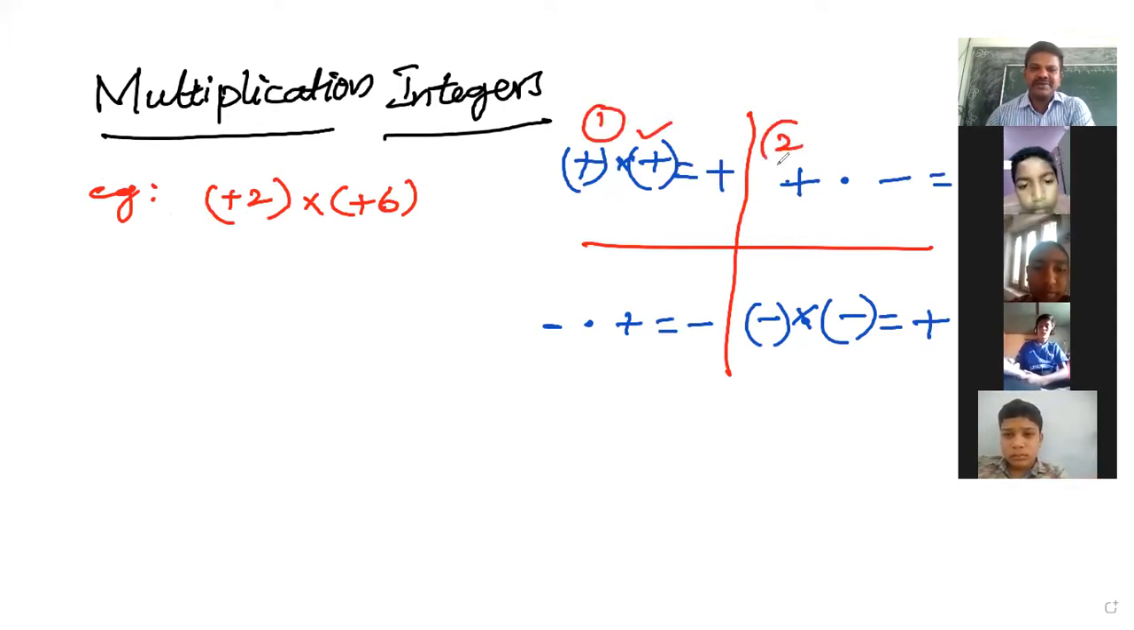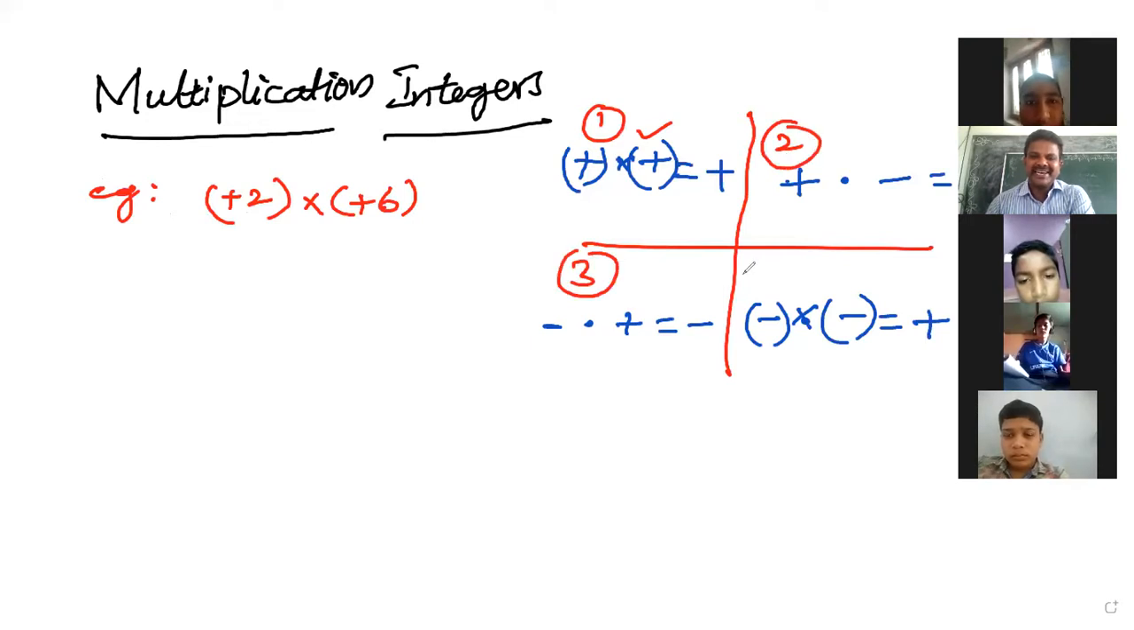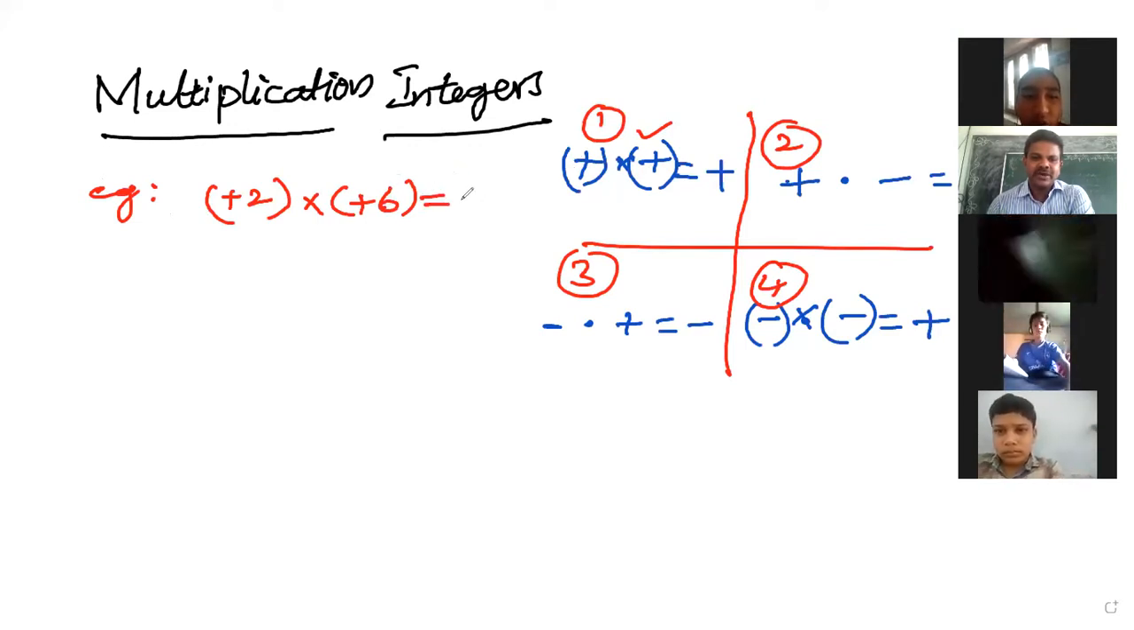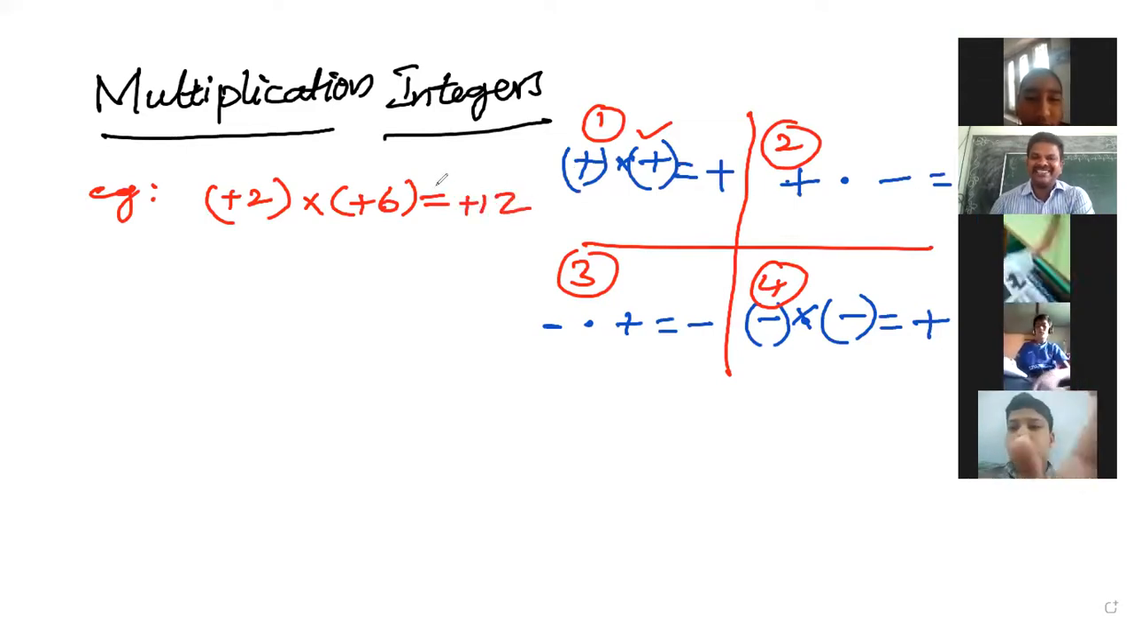This is room number 2. This is room number 3, and this is room number 4. It belongs to room number 1. If you multiply positive and positive, then we get the product also positive, right? So plus 2 into plus 6 is plus into plus, plus. 2 6s are 12.